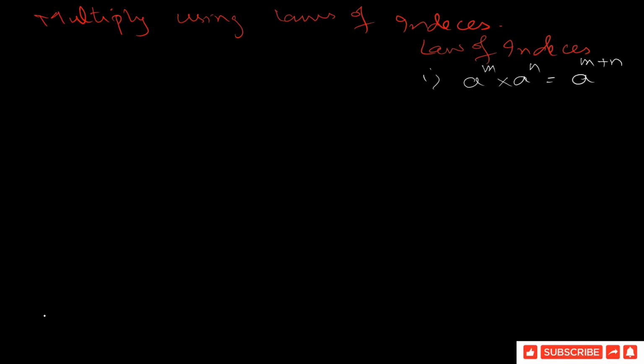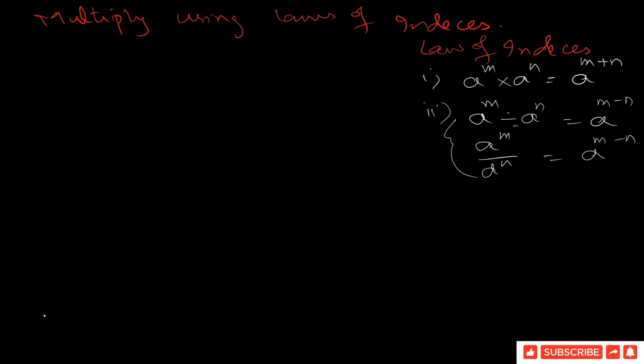And the second one is a power m divided by a power n, or you can say a power m over a power n. Both are the same and have the same answer. This is a power m minus n. This one is also a power m minus n. Makes the same sense.